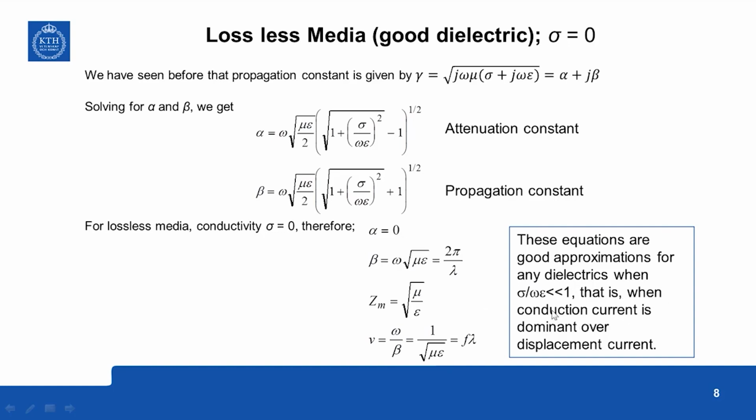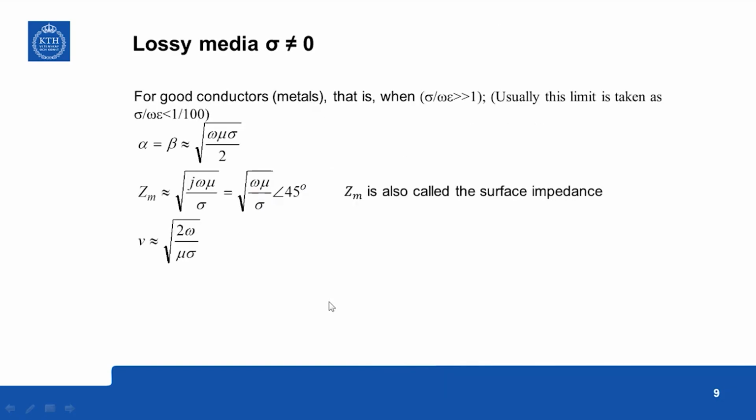So we can say that when conduction current is represented by conductivity sigma, and omega epsilon is the displacement current. So when conduction current is dominant over the displacement current, or sigma by omega epsilon far less than 1, these equations are true. We can say like that. Now consider lossy media where sigma is not equal to 0.